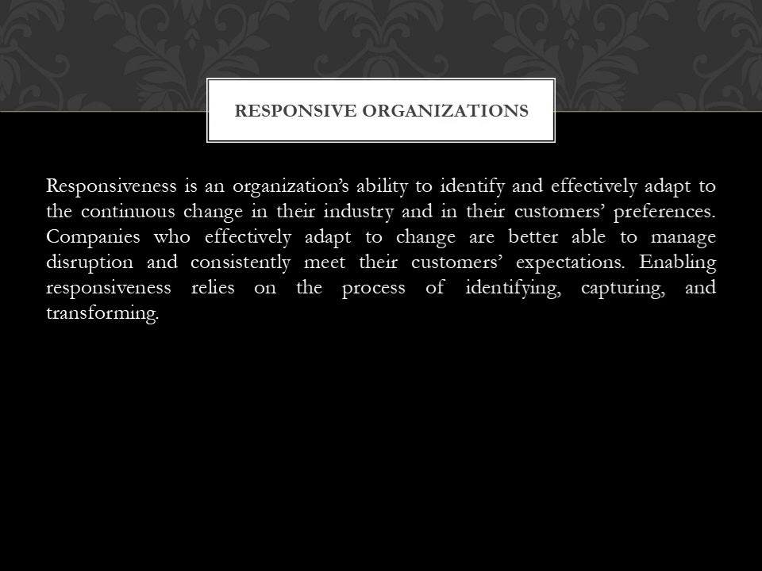Responsiveness in an organization is the ability to identify and effectively adapt to the continuous change in the industry. Companies who effectively adapt to the change are better able to manage disruption and consistently meet their customers' expectations.